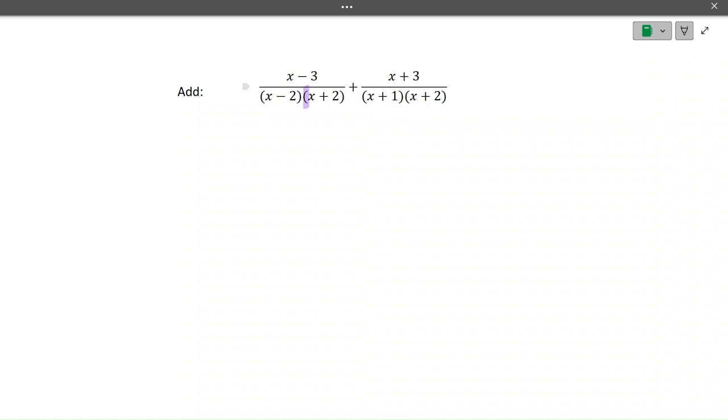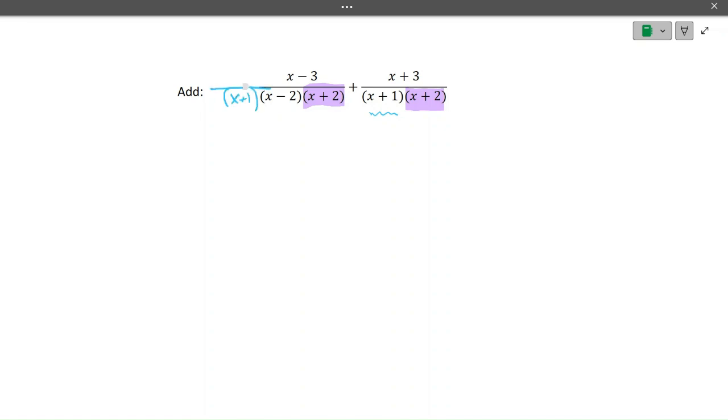I see an x plus 2 here. I also see an x plus 2 here. So that's what's in common. But I also have this x plus 1. So we know that we are going to have to do things to both sides, or to both fractions in this expression, to get a common denominator. So I'm going to start on the left side. So what I need on the left side is this x plus 1. So I'm going to multiply this side by x plus 1.